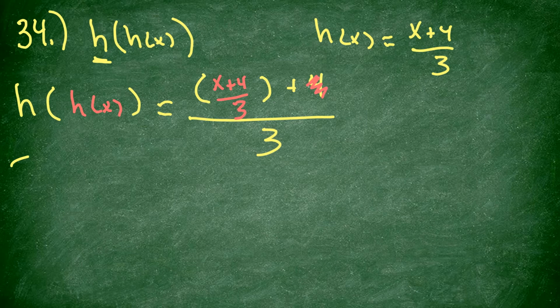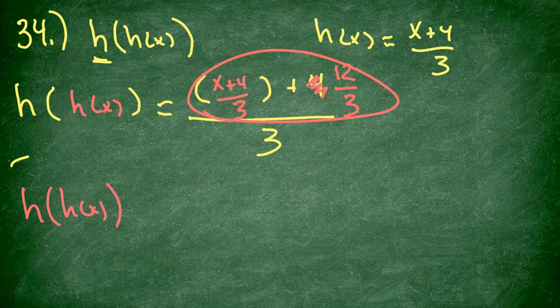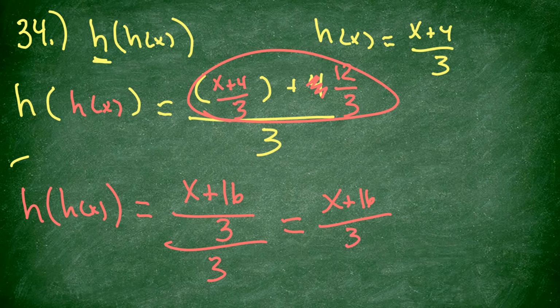Now, real quickly, I'm going to rewrite 4 as 12/3. So I'm just focusing on the top right now. I'm just looking at the top. So I have h of x equals x plus 16 all over 3 over 3. You could do that. The easiest way to think of that is when you divide by 3, it's the same thing as multiplying by 1/3. So your final answer is h of x equals x plus 16 all over 9.